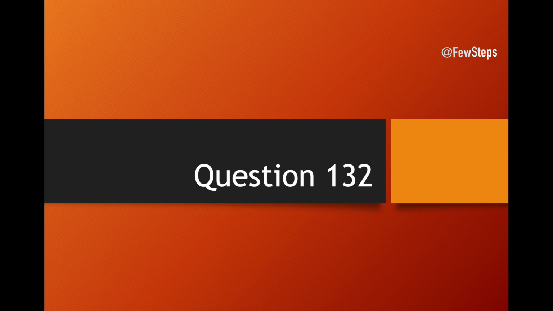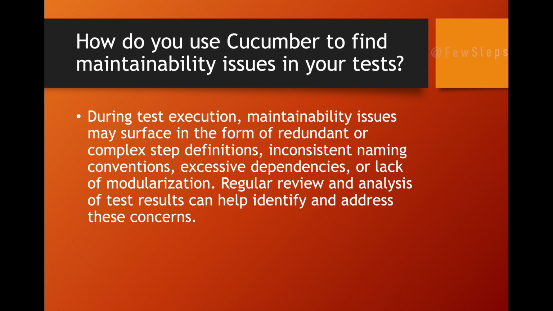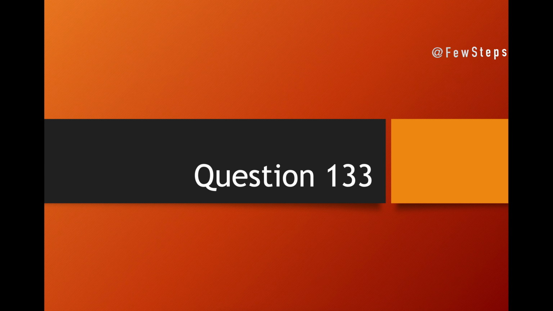Question 132. How do you use Cucumber to find maintainability issues in your tests? During test execution, maintainability issues may surface in the form of redundant or complex step definitions, inconsistent naming conventions, excessive dependencies, or lack of modularization. Regular review and analysis of test results can help identify and address these concerns.